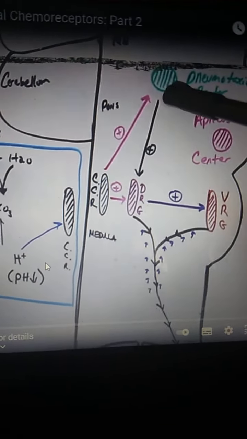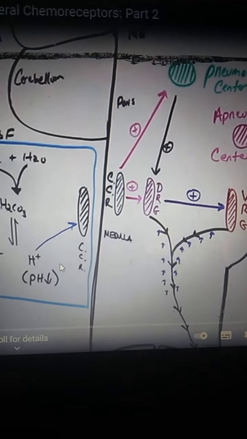Now the pneumotaxic center, which allows the transition from inspiration to expiration, will also be excited by the central chemoreceptors. There are two types of chemoreceptors: the central chemoreceptors and the peripheral chemoreceptors.